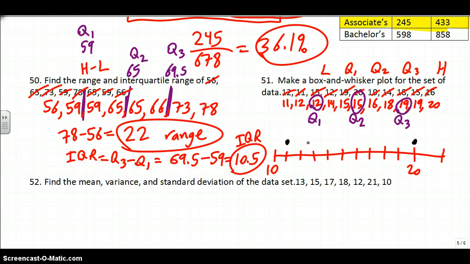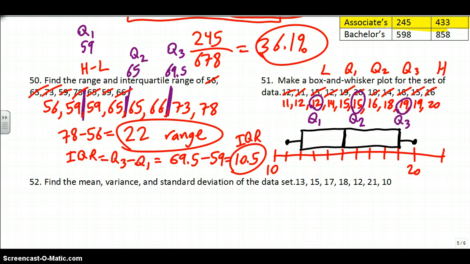Then you put little bars for Q1, which is 12, Q2, which is 15, and 19, which is Q3. And you connect those bars into a box, and then you have your little whiskers. You connect the dots to the box, and boom, box and whisker plot. Okay?